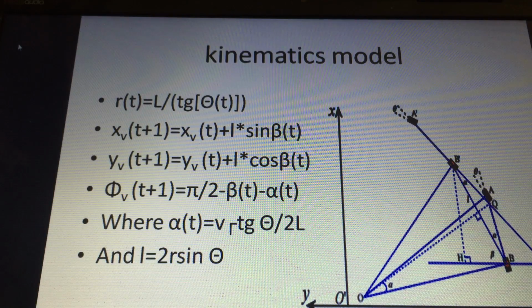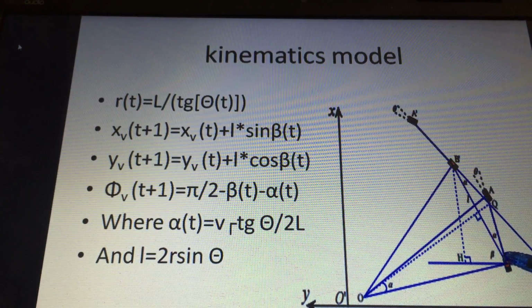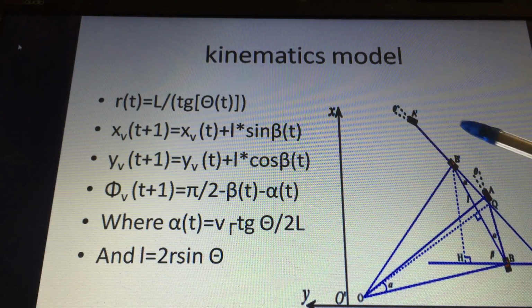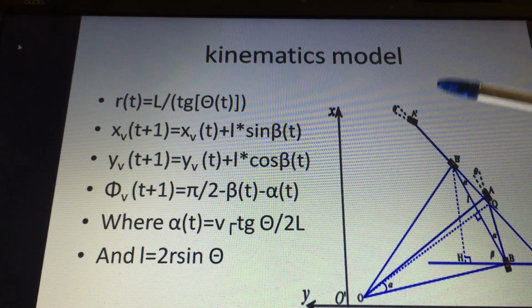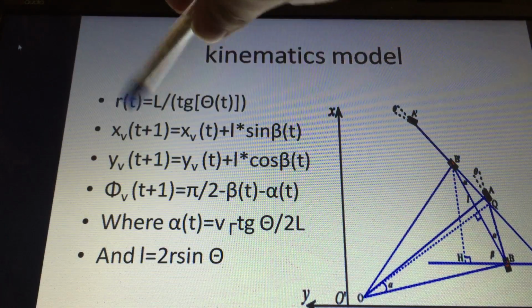For the kinematics model of the vehicles, suppose the vehicle is initially starting like this at time t. Then at the moment t plus 1, it goes from here back to here, and then the coordinates of the new place will show like this.